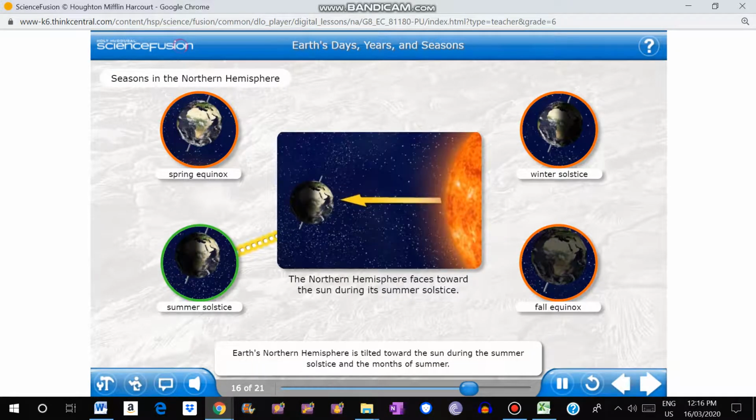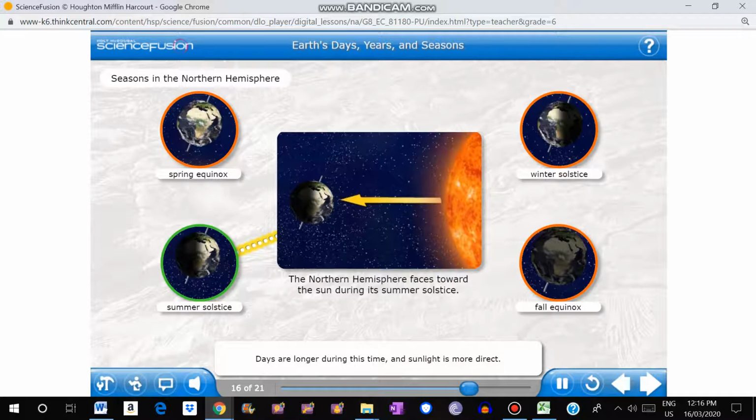Earth's northern hemisphere is tilted toward the Sun during the summer solstice and the months of summer. Days are longer during this time and sunlight is more direct. The Sun also appears higher in the sky. The increase in solar energy during summer causes air temperatures to increase. When the northern hemisphere is experiencing summer, the southern hemisphere is experiencing winter.